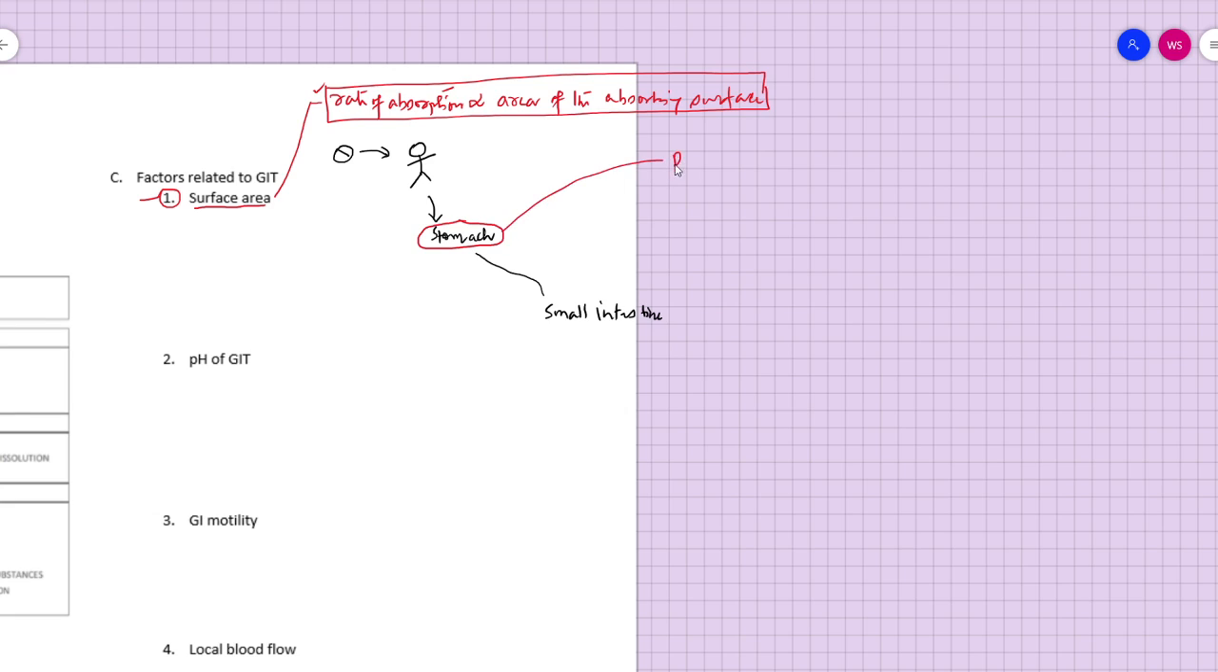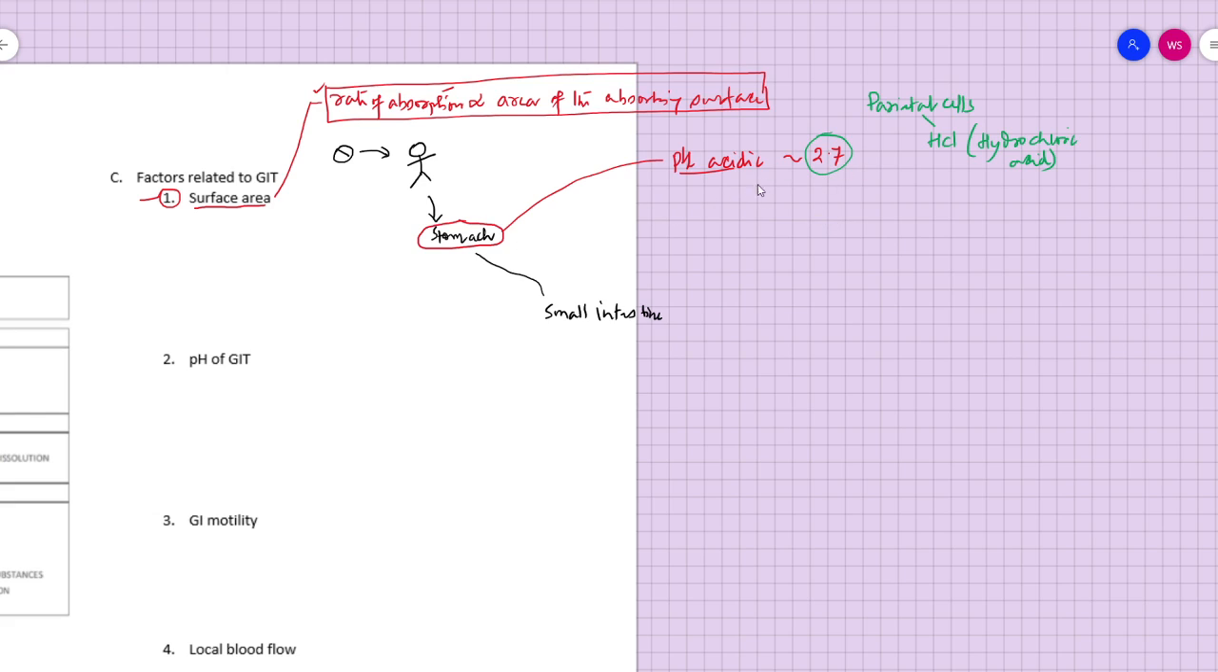the pH is acidic. Okay, so that's approximately 2.7. Okay, that happens to be the pH. So why is it 2.7? Right, because there are parietal cells. And what do the parietal cells do? They secrete HCl, okay, hydrochloric acid. Okay, so that's the reason why the pH is approximately 2.7.